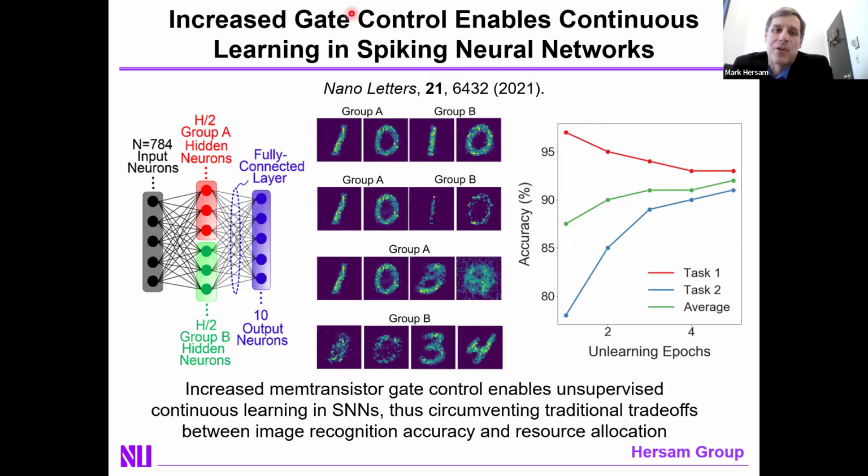In contrast, with the increased gate control of these MEM transistors, we can now tune the neural network on demand to either learn or forget at the individual node level just by changing the gate voltage. And that allows you now to retain the learning of the previous task, in this case, recognizing digits 1 and 0, while learning the new task, in this case, learning the digits 3 and 4, where you get high accuracy for both tasks with minimal additional costs in the training. And as a result, you circumvent traditional trade-offs between accuracy and resource allocation.